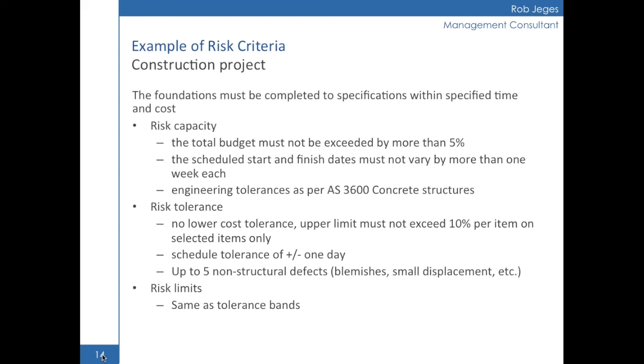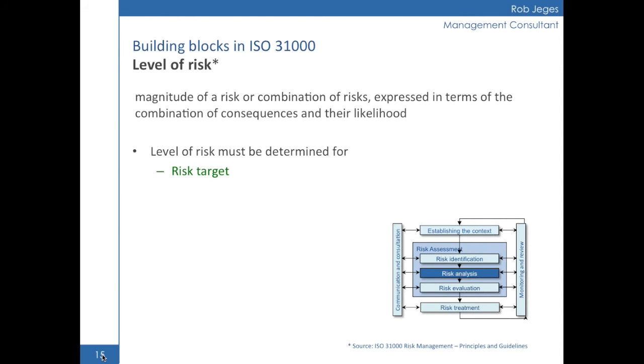So the second building block of risk appetite within ISO 31000 is the level of risk. And this is defined as the magnitude of the risk or combination of risks, expressed in terms of the combination of consequences and their likelihood. This is one that causes a lot of pain to a lot of people because it can be interpreted as multiplying probability by consequence and getting a single number, but that is not necessarily the way to go. The word combination means combination, not multiplication.